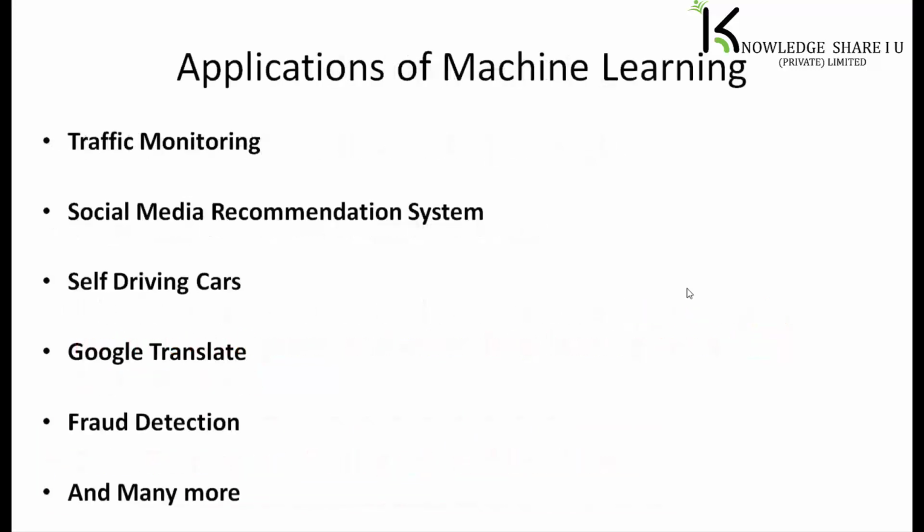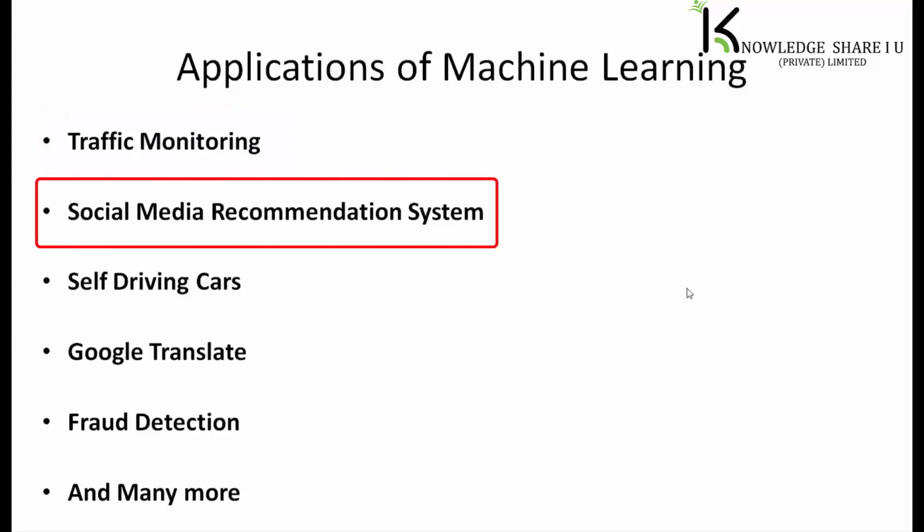There are many applications of machine learning, such as traffic monitoring. We use different machine learning and deep learning technologies to monitor traffic. Another is the social media recommendation system. If you're scrolling down your feeds on Facebook, Twitter or LinkedIn, then the recommendation of different advertisements and different posts is due to a particular recommendation system. We use machine learning and deep learning models to achieve the goal of a recommendation system.